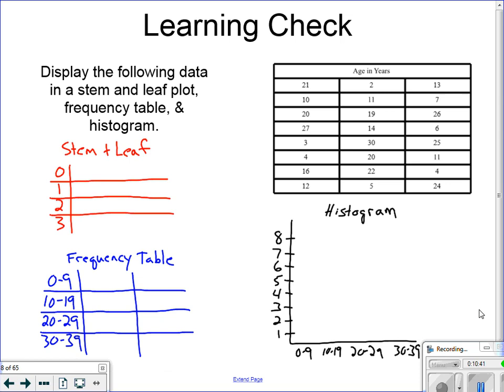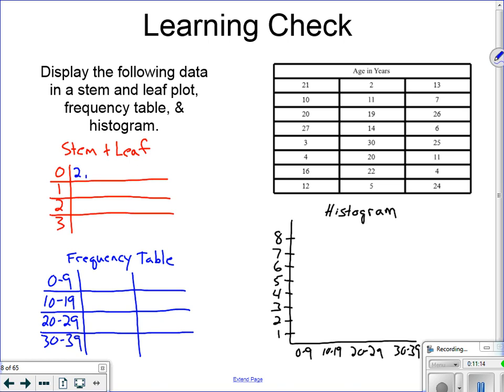All right, to finish out here, we're just going to look at this table of values and make a stem and leaf, a frequency table, and a histogram. Now when I have to make all three of these, I think it's easier to do the stem and leaf first, because once I make the stem and leaf, I can make the other two based off the stem and leaf. So when I look at this set of data here, my smallest number is 2.